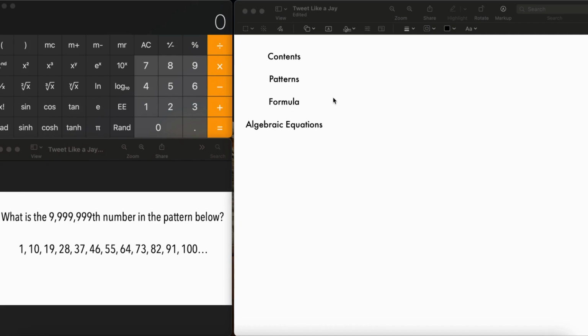So in this video, we're going to be focusing on the patterns behind this, the formula to solve this question, and after that, as a conclusion, we'll also be covering the algebraic equation and what it exactly means and is all about.